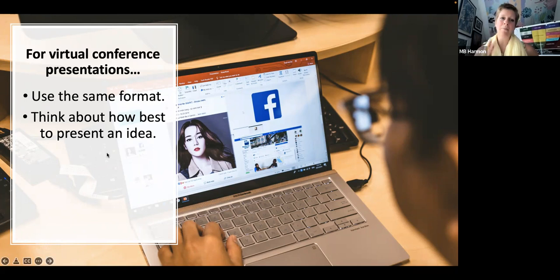You can also think about how best to present an idea, okay? So you can think about, is it best for me to put the text on the slide, or is it best for me to talk about a picture? Or is it best for the students or the participants to talk to a partner and then come back to me? Okay, you can think about that.